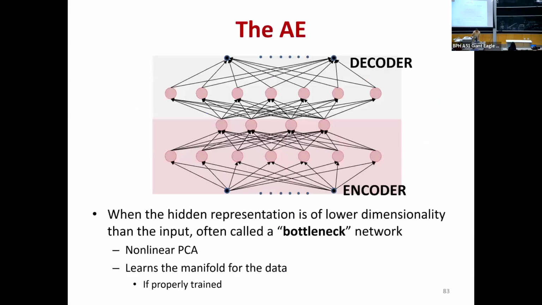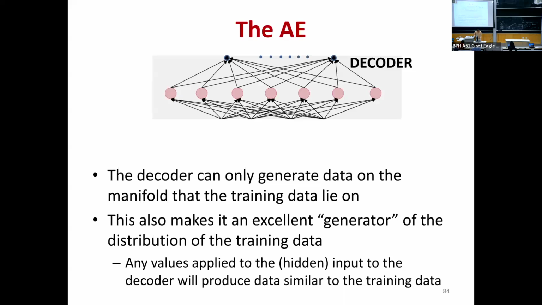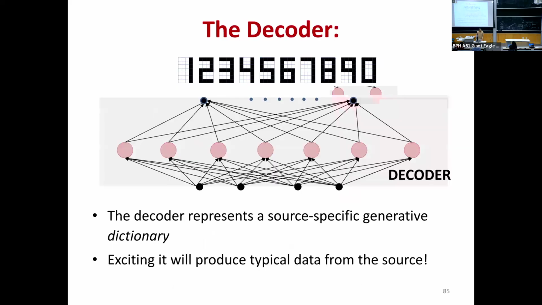Anyways, when the hidden representation is of lower dimensionality than the input, we often call this a bottleneck network. It's nonlinear PCA, right? It learns the manifold of the data if it's properly trained. So now this is interesting. If you learn the principal manifold of the data, then the decoder portion of the network can only generate data on this principal manifold. It doesn't matter what you feed it, it's going to generate something on the principal manifold. So for example, if I were to train the autoencoder on the digits data and then just retain the decoder, then regardless of what I fed it, what came out is going to look something like a digit.